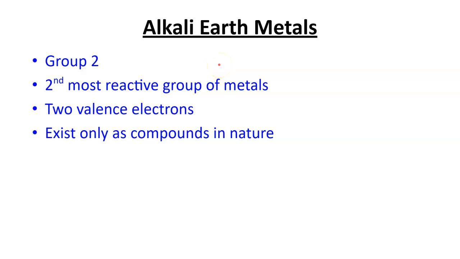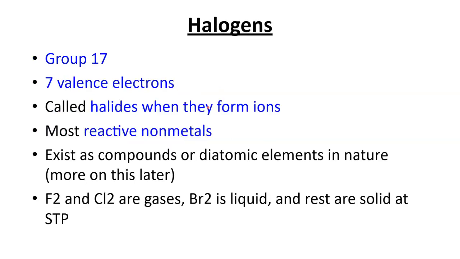Group 2 is the second most reactive group of metals. They have 2 valence electrons, and they also exist only as compounds in nature. We're going to talk a little bit about how those valence electrons contribute to reactivity later. For now, I know there's a lot of information, so feel free to pause to copy. We're going to go through the rest of the groups.